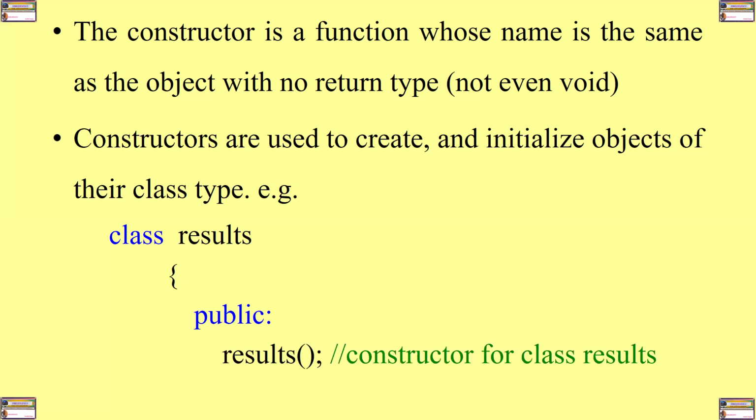Now this is simply a prototype, and therefore the definition for this constructor can be done elsewhere. So we have a class called Results, and we have a method called Results. Because this method has a name similar to the name of the class in which it is declared, that is called a constructor.